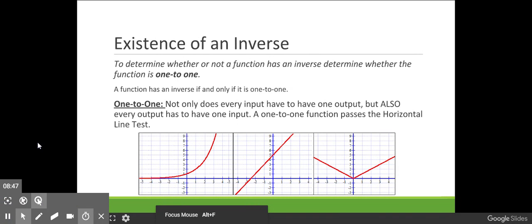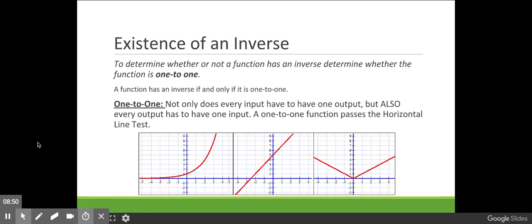The last thing is telling if an inverse exists for a function. So we already know how to tell if something is a function. We use the vertical line test. We draw a vertical line and see if our function crosses it more than once. To determine whether or not a function has an inverse, we need to tell if the function is one-to-one. So what one-to-one means is not only does every input have one output, or every x have one y, but also every y has only one x. So we consider this a one-to-one. It would pass what we call the horizontal line test. So if you were to guess, that is correct. We want to draw a horizontal line and make sure that the function does not cross more than once.